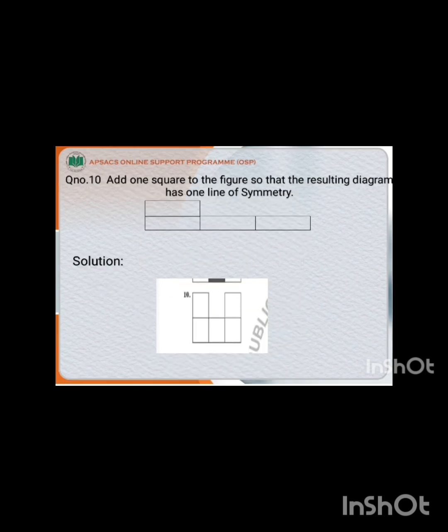In question number 10, add one square to the figure so that the resulting diagram has one line of symmetry. You can see we have to draw only one line of symmetry in the figure which is given. We have to draw a box upward from the last box of the last row, so we can easily divide our figure into equal half parts and draw only one line of symmetry.